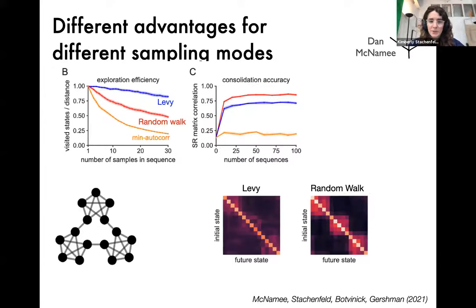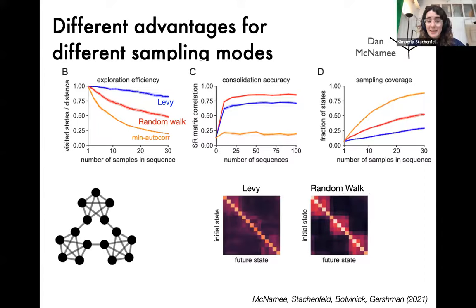And finally, if you're interested in covering the environment as fast as possible, however, you're not actually subject to the constraint where you have to walk among locations, this minimum autocorrelation sampling mode is really good for that, because that's basically saying, let's sample as many non-overlapping states as possible, as quickly as possible. If you're doing this in mental simulation, you don't actually have to traverse between these locations. So this minimum autocorrelation is ideal. If you actually have to walk between these locations, you'll spend a lot of time walking back and forth, and a Levy flight is better for this.